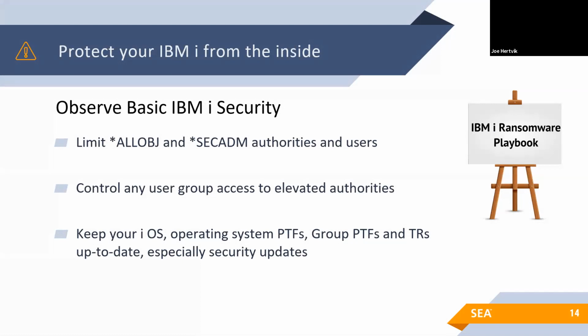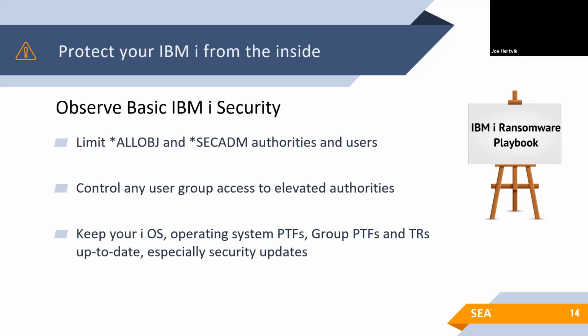First thing you want to look at is observing basic IBM i security. Your auditors will tell you this, and other people will tell you this, but this is just basic security for your IBM i. Consider, if you can, limiting the number of all object and SecAdmin users, because any of these users who have all object authority or SecAdmin authority, when they map a drive to your IFS, can potentially infect that drive with ransomware.